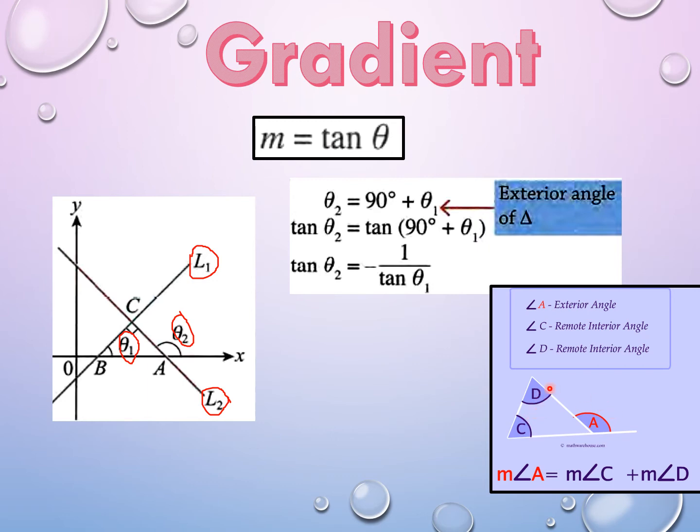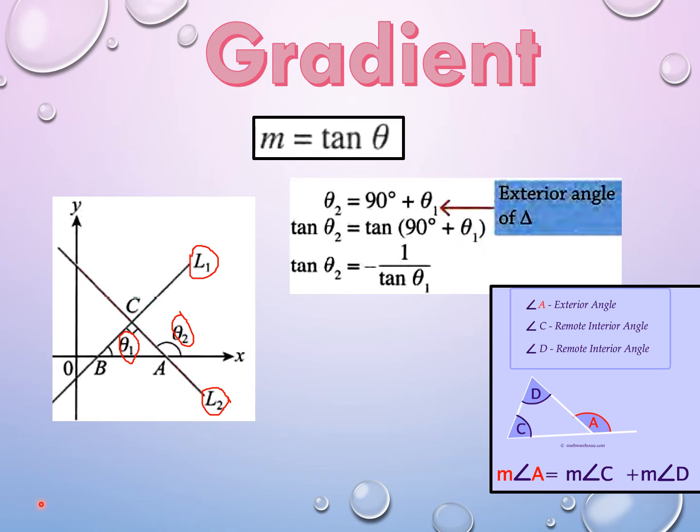So why do I need this? Based on the gradient again, we will use tangent to prove they are 90 degrees. What happens when they are 90 degrees? This is 90 degrees, so 90 plus theta 1 equals the outside angle, theta 2. So tangent theta 2 will be tangent of (90 degrees plus theta 1).